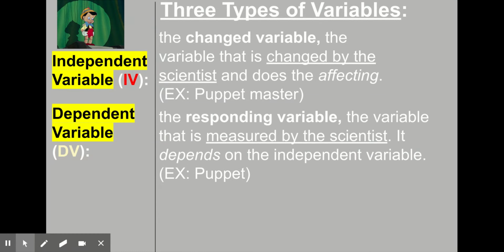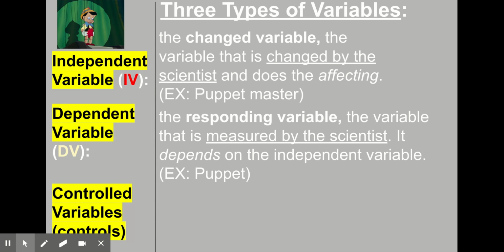This is the variable that responds to the puppet master. So Pinocchio in this instance is the puppet. He is the DV. Anything that the puppet master, Geppetto, does to Pinocchio, he is forced to change. So the dependent variable is forced to change because of the independent variable.